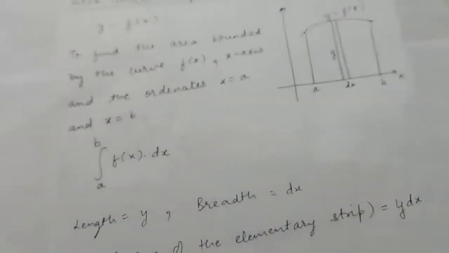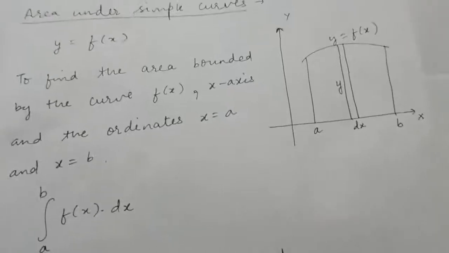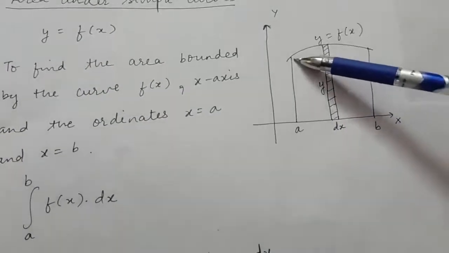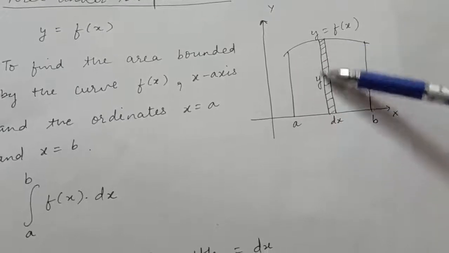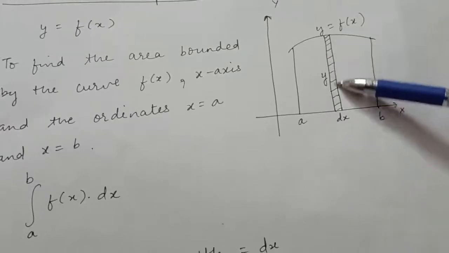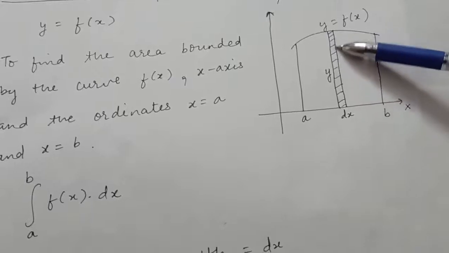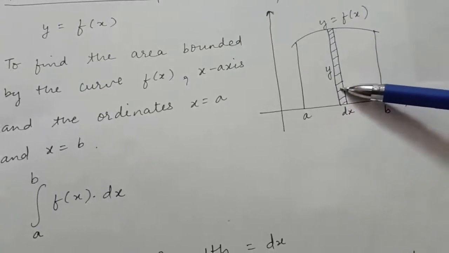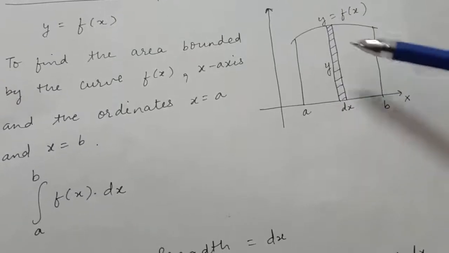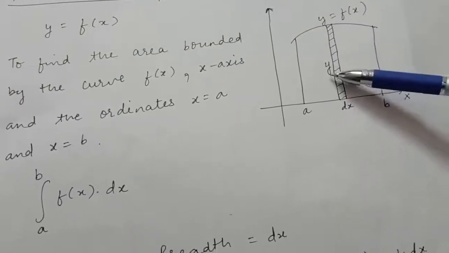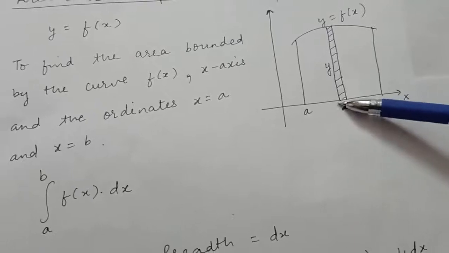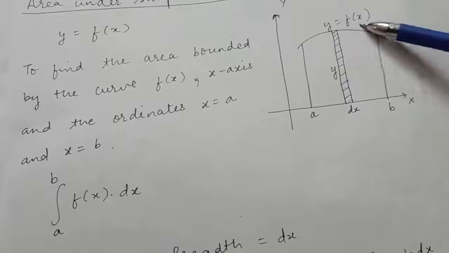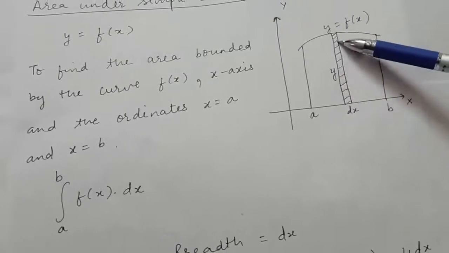Now why is this so? For this, see, we can make n number of vertical strips, right? Here I have made one vertical strip. Now we will find the area of this region. First of all, let the width of this vertical strip be dx and the length will obviously be y, because at the value of x, when you calculate this length, this will be f(x), y is equal to f(x), right?